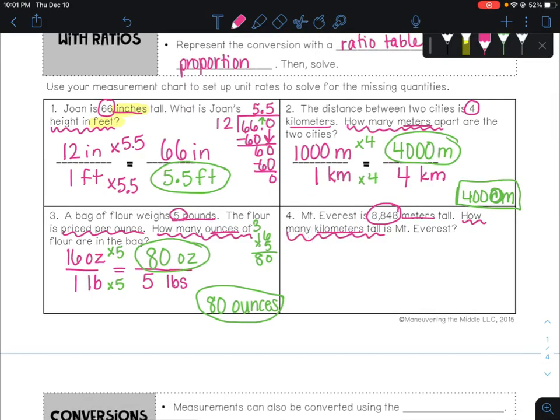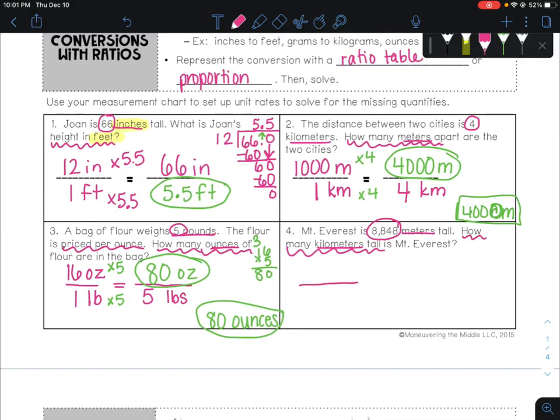We actually just did that in the above example. So write your 2 fractions. 1 kilometer is 1,000 meters. Notice that we're always writing the bigger unit. We're saying one of those is how many of the smaller unit, the smaller pieces. And in this case, we have 8,848 meters, and we need to figure out kilometers.